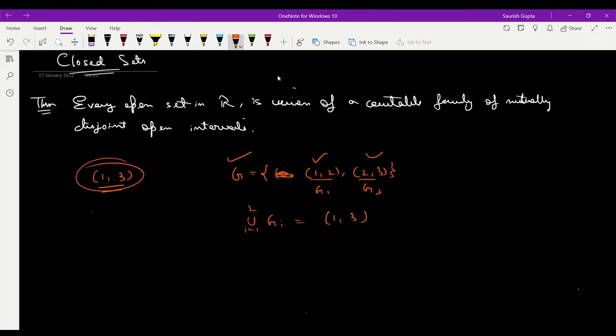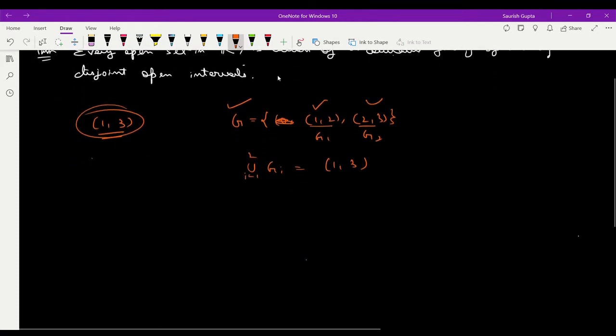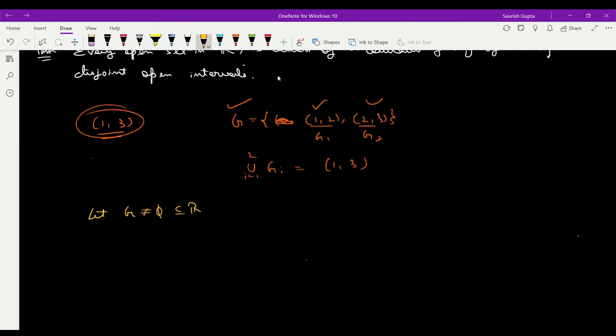So let us first discuss the proof of this theorem. Before discussing the proof, let us first discuss one more important thing. Suppose you choose an open set in R. Let G, a non-empty set, contained in R, be an open set. Why do we choose G to be non-empty? Because if G is empty, then this theorem is very trivial. So let G be a non-empty open set in R.